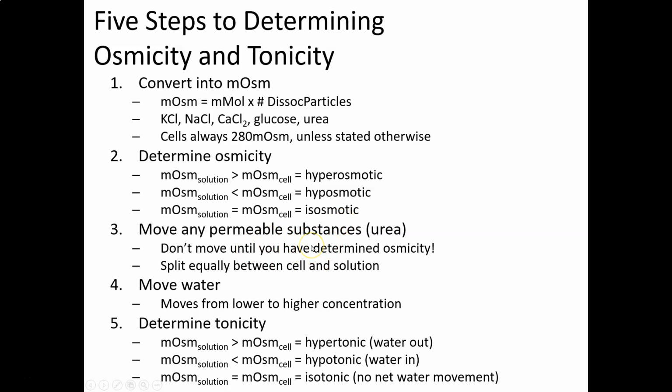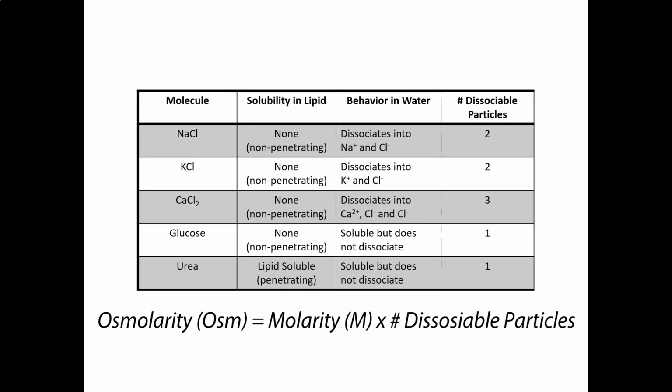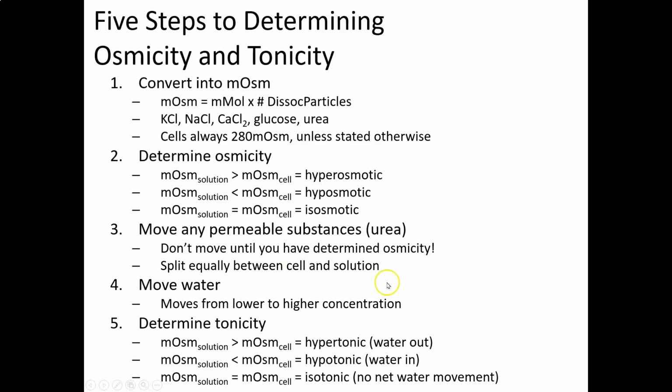Number 3 is remove any impermeable substances. There are lots of substances that are permeable in the cell membrane. Okay, but if we look here, the only one of the 5 we're responsible for is urea. Glucose, calcium chloride, potassium chloride, sodium chloride cannot move across the cell membrane. So the only one that can move from one side to the other is urea. So if you have urea, you move urea. And if you don't have urea, you're done.